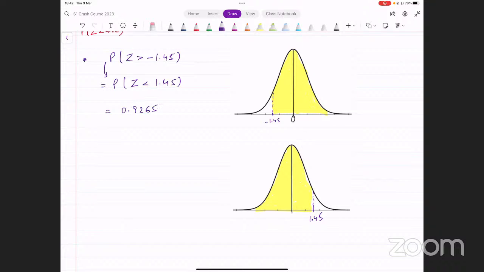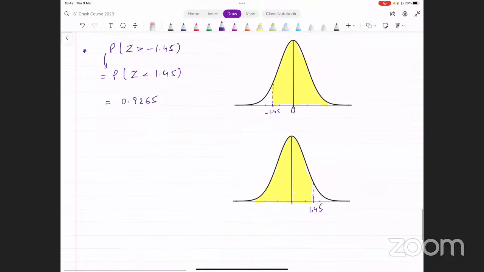0.9265, and that's what your probability is in this case. All right. So we had z greater than minus 1.45. We converted that to z less than 1.45, and that's the same area as well. All right, let's move on.